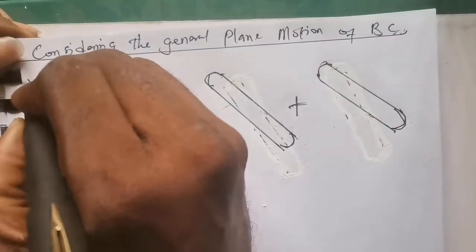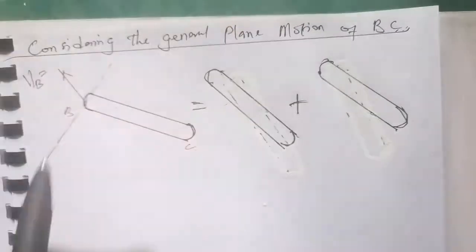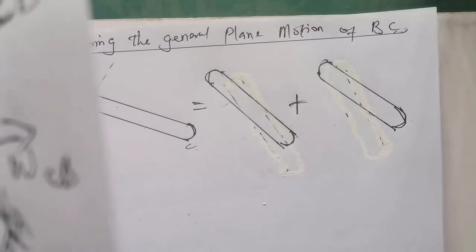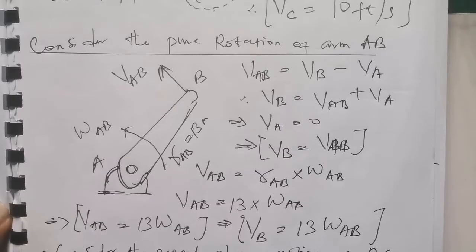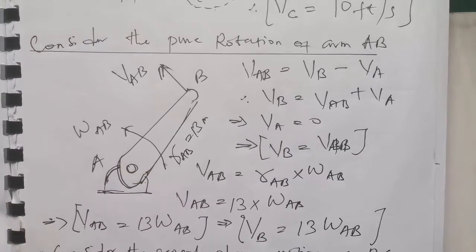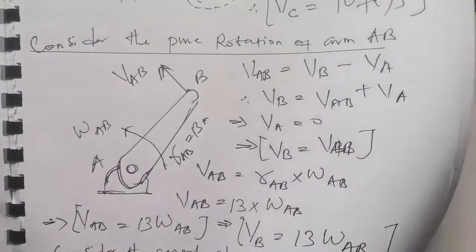So this is VB, and not forgetting, we got VB to be 13 omega AB, which is the velocity at point B. Okay, so let's pull it back to the diagram now.